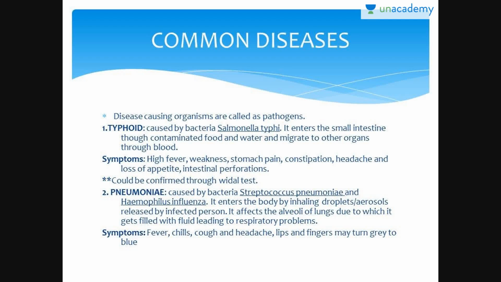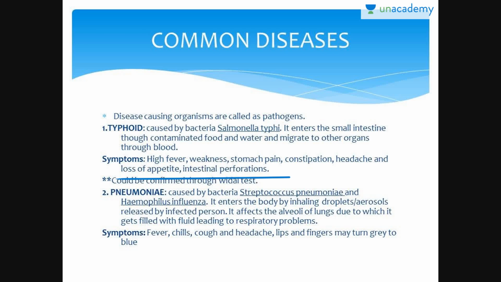So, common diseases. First one we'll study here is typhoid. Typhoid is caused by the pathogen, which is a bacterium named Salmonella typhi. Organs affected are small intestine, and it migrates to the other organs through blood, and method of transmission is usually contamination of food and water. Symptoms would be high fever, weakness, stomach pain, constipation, headache, loss of appetite, intestinal perforations, etc. It could be confirmed through Widal test.